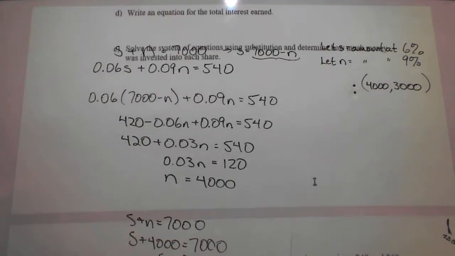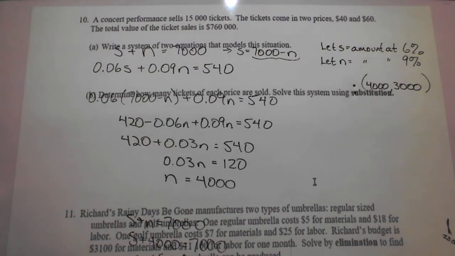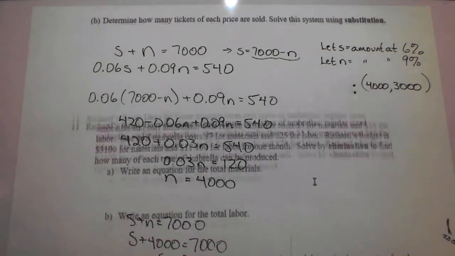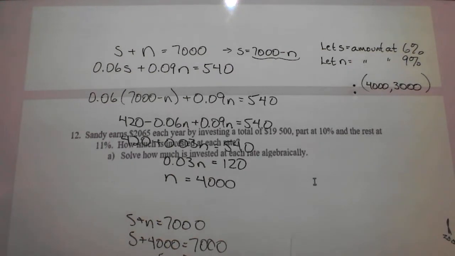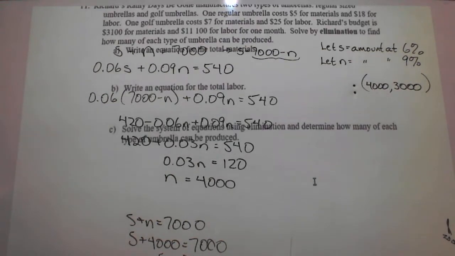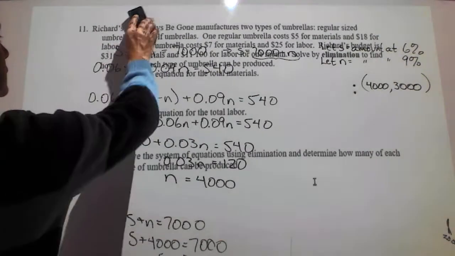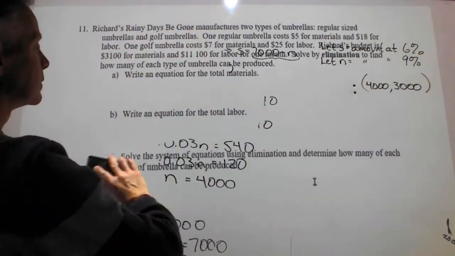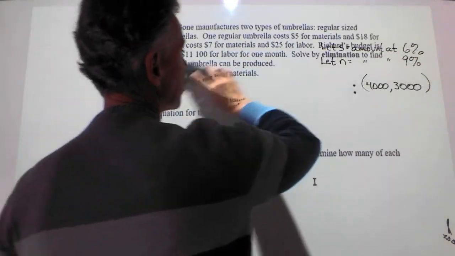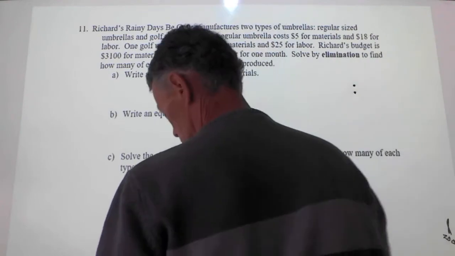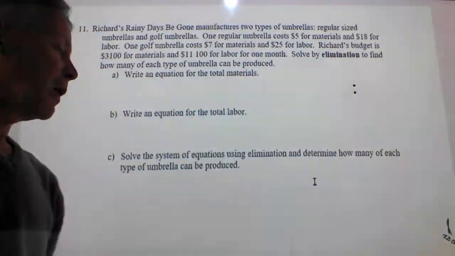This one is pretty much the same as the last one. Let's see if we can find something. Let's try number 11. Number 11 is a little bit trickier, not terrible. And it is asking us to solve by elimination.